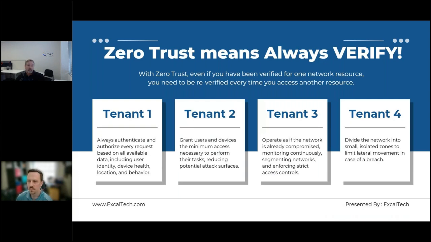Third, assume that a breach has already happened. Instead of assuming everything is safe, Zero Trust operates as if an attacker is already inside the network. This mindset drives continuous monitoring, real-time threat detection, and proactive security measures to quickly contain and mitigate threats.